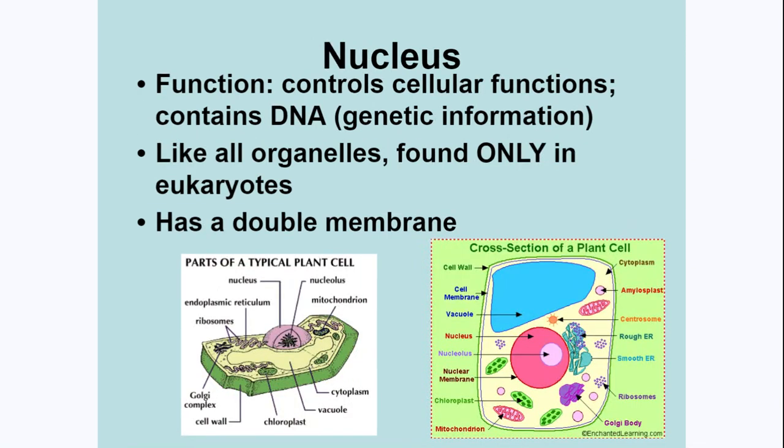The next on your list is a nucleus. Now remember, in the case of a nucleus, even though your chart says type of cell, animal or plant, I want you to write eukaryotes. Okay? Animal cells are eukaryotes, plant cells are eukaryotes, protists are eukaryotes, fungus are eukaryotes. If you're a eukaryote, you have a nucleus. Remember, eu means do. Bacteria are prokaryotes. Pro means no. So they do not have a nucleus.